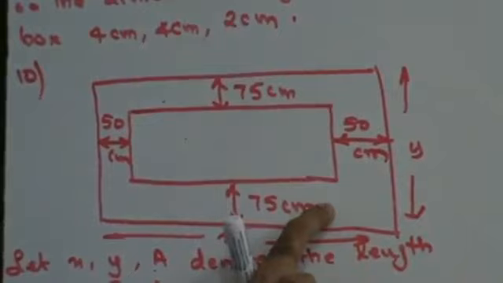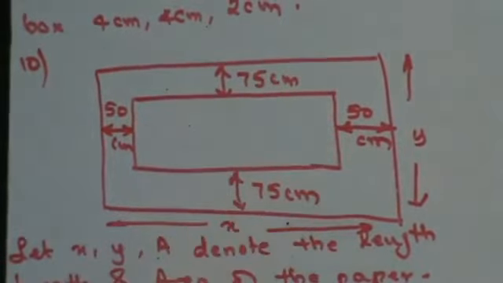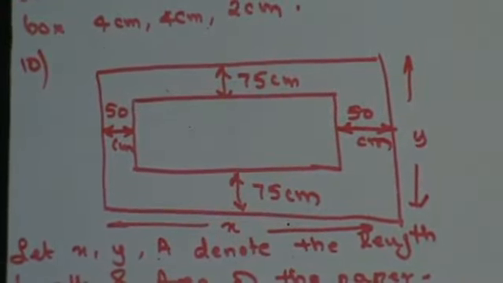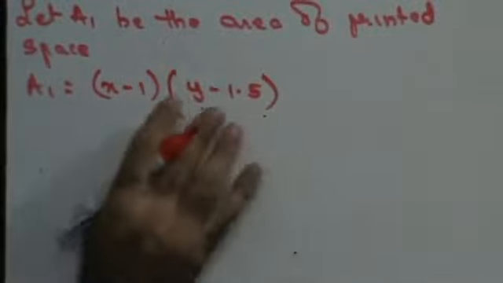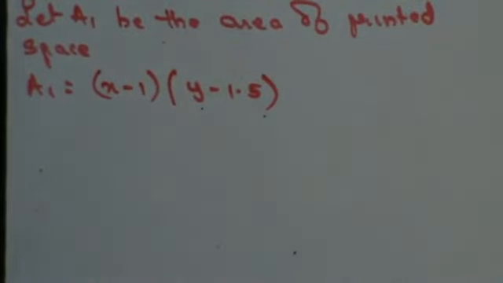Similarly, in terms of breadth, I am removing 75 centimeters from here and 75 centimeters from here. That means I am removing 150 centimeters, which is nothing but 1.5 meters. So this is going to be y minus 1.5. So the printable area is going to be (x minus 1) into (y minus 1.5).